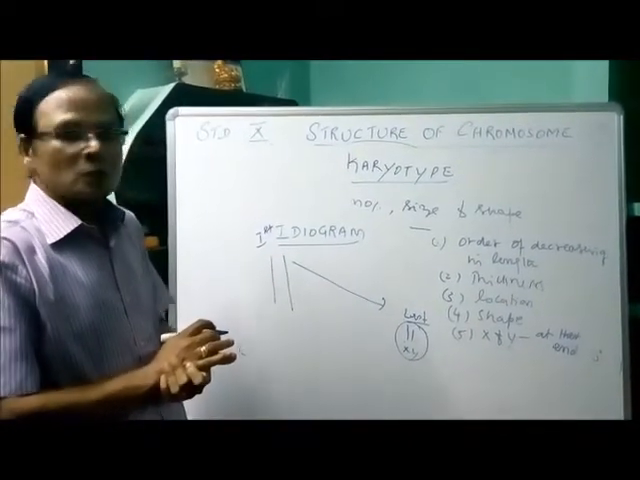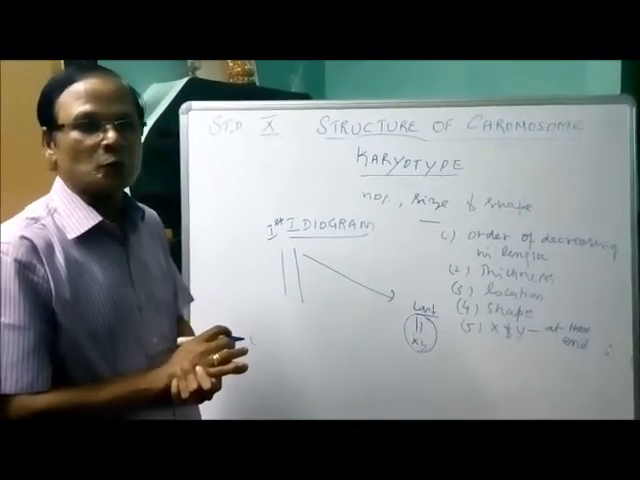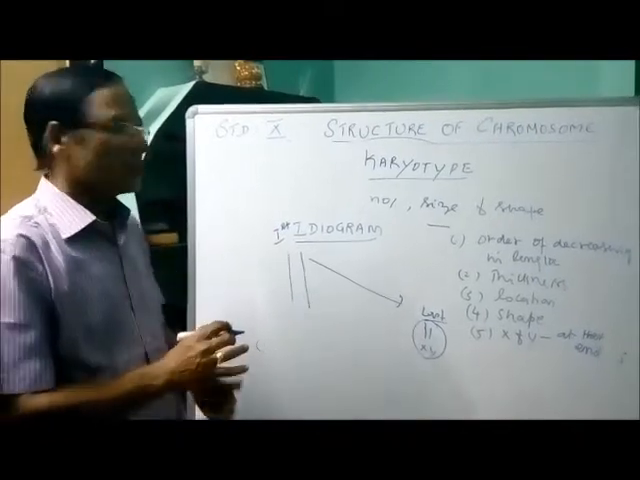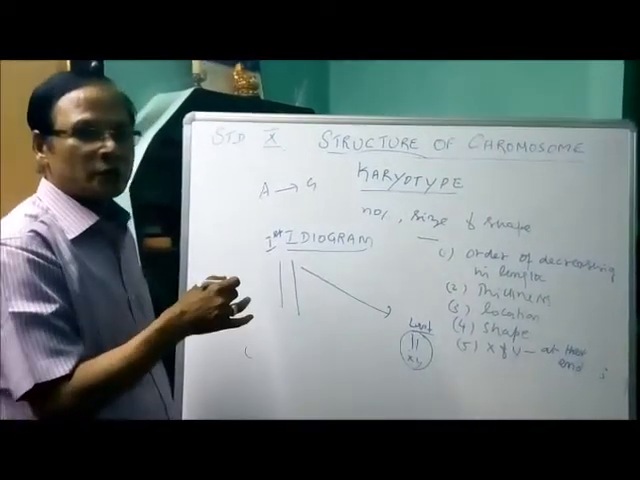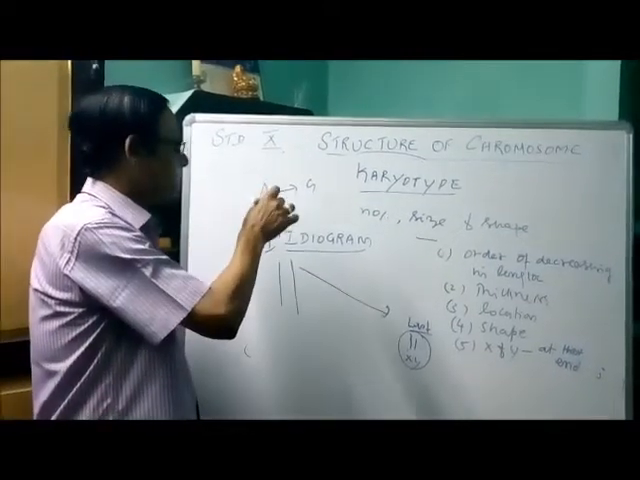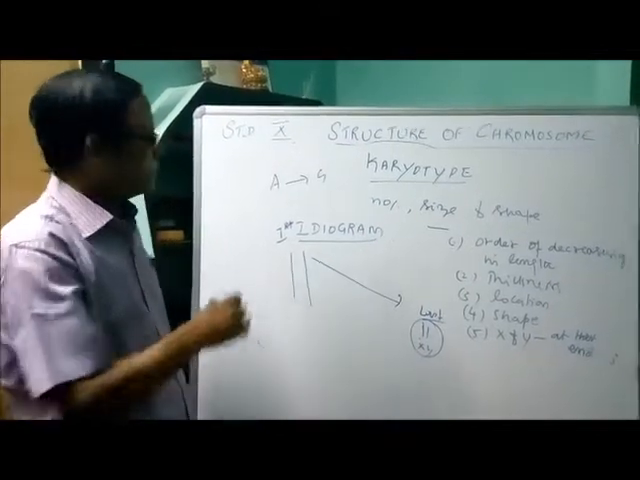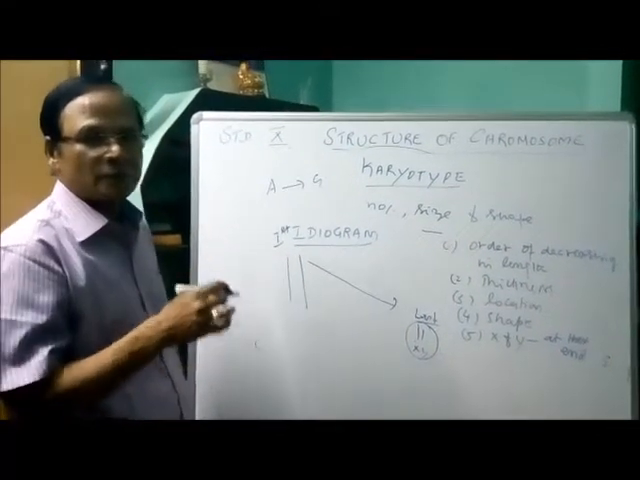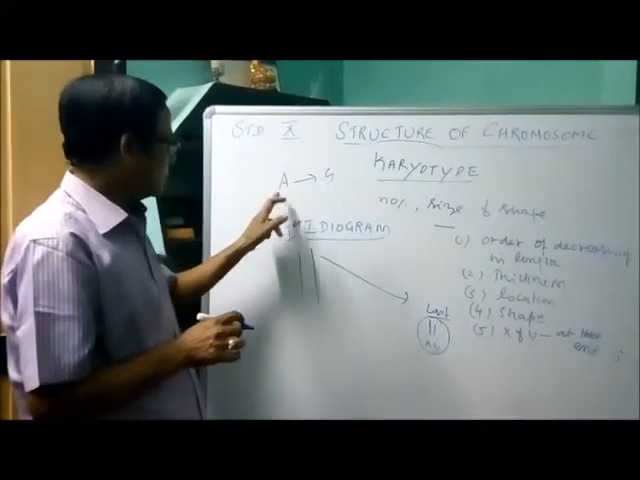So we have 23 pairs of chromosomes. These 23 pairs of chromosomes are grouped under 7 groups, A to G. The chromosomes are arranged in 7 groups. We will study in 12th standard about the 7 groups A, B, C, D, E, F, G. In each group a particular number of chromosomes is normally placed.